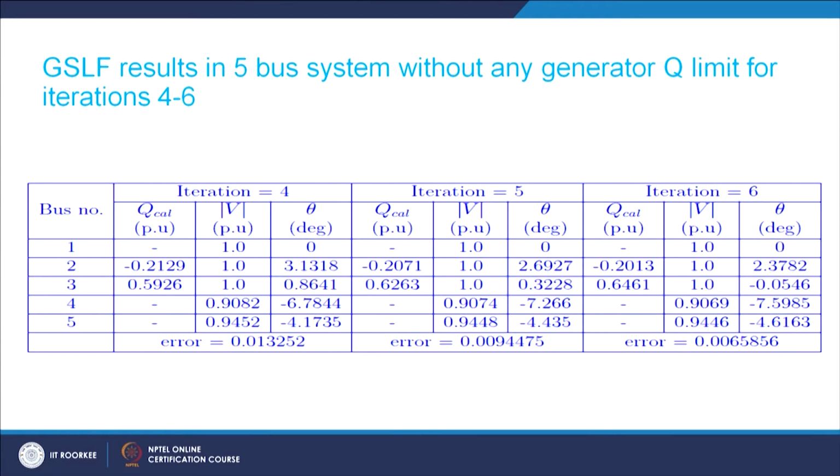So, we keep on doing these calculations for iteration 4, iteration 5, iteration 6. You can see from all these results that for all these iterations we have first calculated this Qi for both these generators, and everywhere we are finding that their values are well within the limit. So therefore, their magnitudes are maintained at 1.0, only their angles are being calculated, and the voltage magnitudes of both the load buses are being updated, both the angles as well as voltage magnitudes.